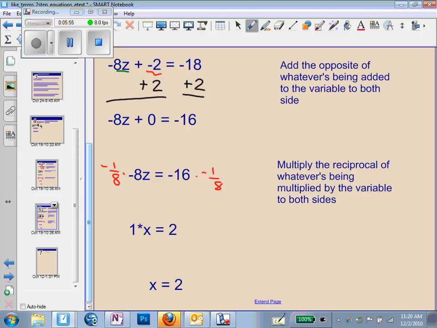In other words, don't write negative 1/8z here. That's incorrect. You're not trying to multiply by z. That would actually be z squared. So you only multiply by the reciprocal of the coefficient. In this case, negative 16 times negative 1/8. Cross cancel, divide, negative times negative is positive 2. So you end up with z equals 2.